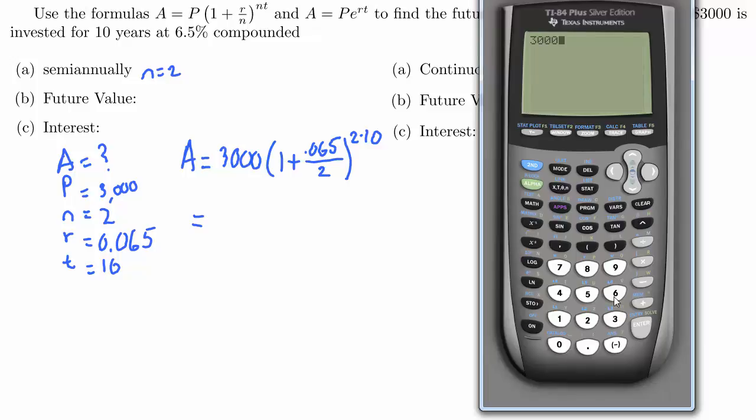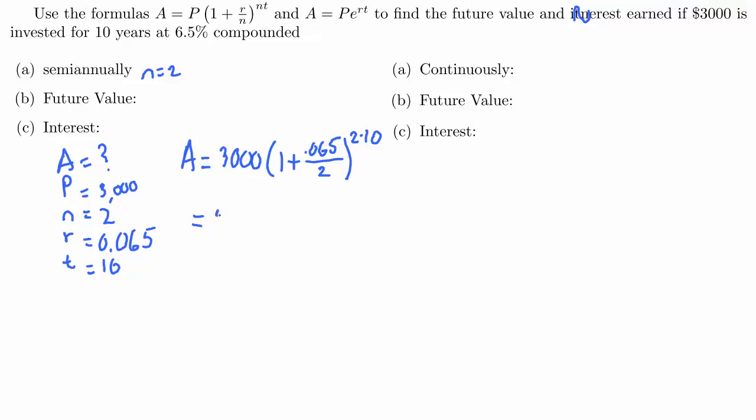You have 3,000 times 1 plus 0.065 over 2, close parentheses, to the 2 times 10. And then just click enter. And there you go. You get 5687.51. Now notice I kept that 1 there because this 3 is below 5. So it's 5687.51. That's the future value.